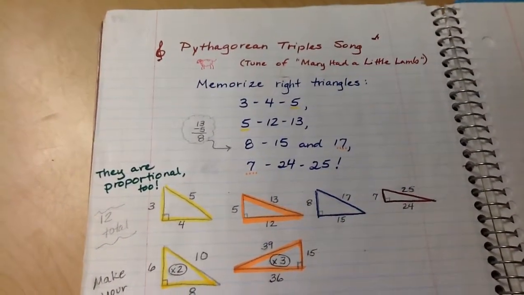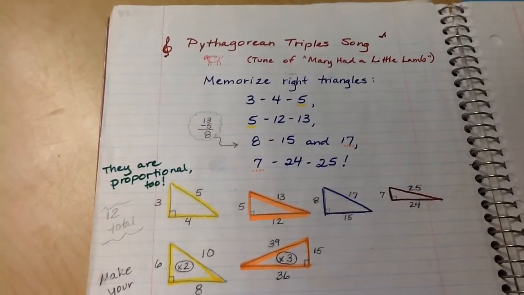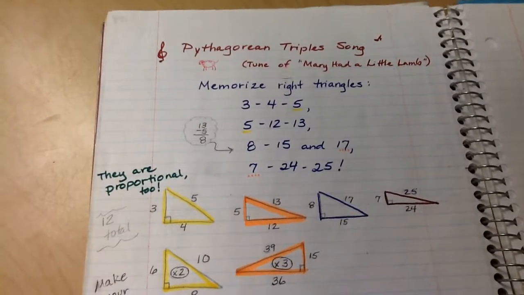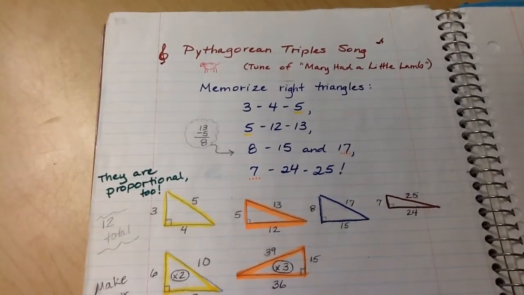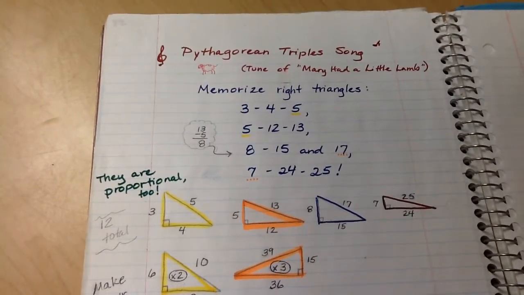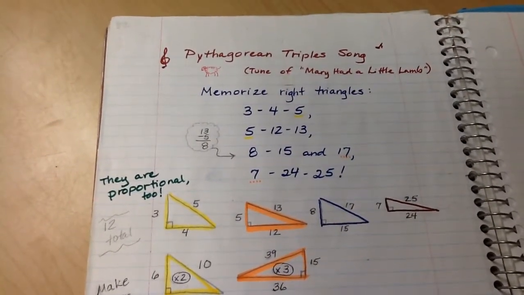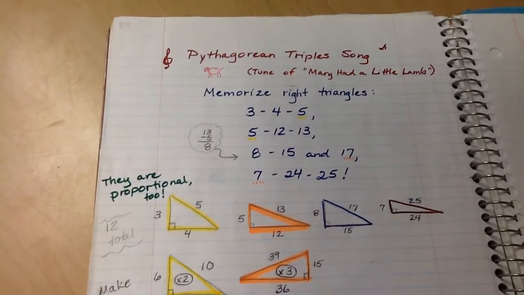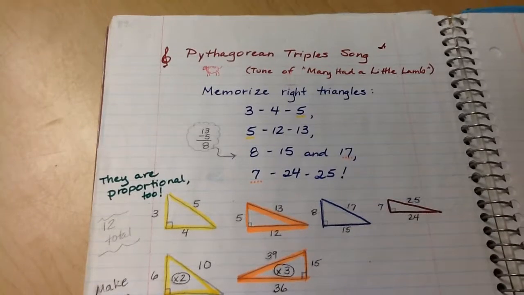They definitely came up in the math counts competition that we just had, and so I thought, I'm just going to tell you. So this is a song that I made years ago. It's to the tune of Mary Had a Little Lamb, and it goes like this. Memorize right triangles, 3, 4, 5, 5, 12, 13, 8, 15, and 17, 7, 24, 25.